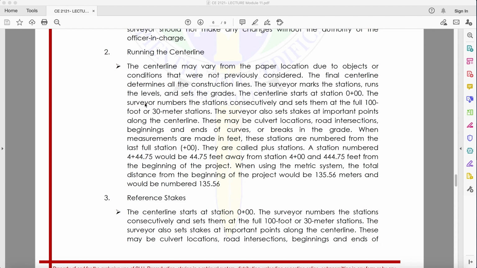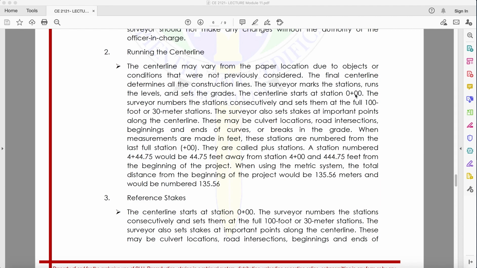The surveyor numbers the stations consecutively and sets them at the full 100-foot or 30-meter station. 100 feet for the English system, meters for the metric system. So station, ibig sabihin nasa zero ka or nasa beginning ka. As we progress, nadadagdagan yung value natin dito.